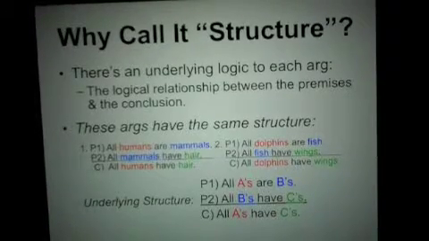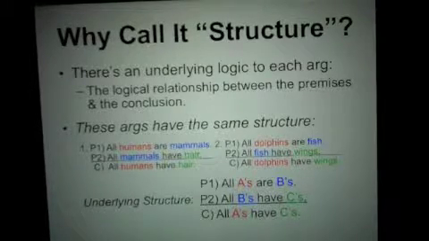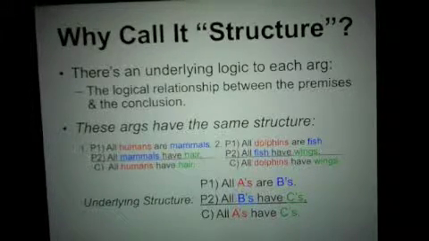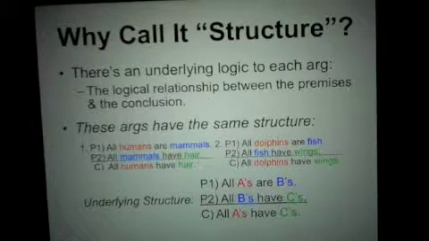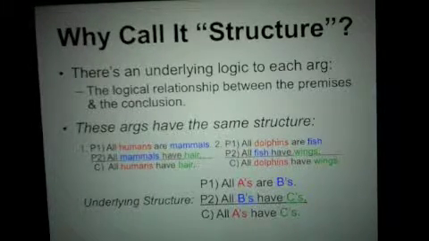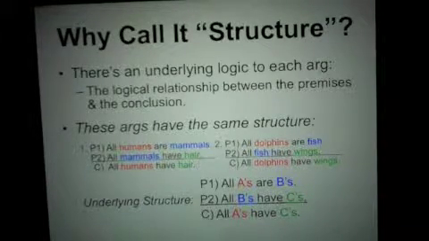Notice we're actually talking about different things. In argument 1, we're talking about humans and mammals and hair. In argument 2, we're talking about dolphins and mammals and wings. But the logical relationship between those premises and the conclusion is identical.